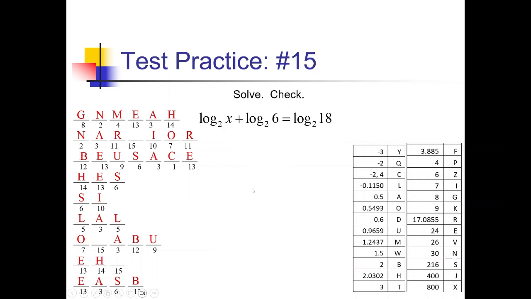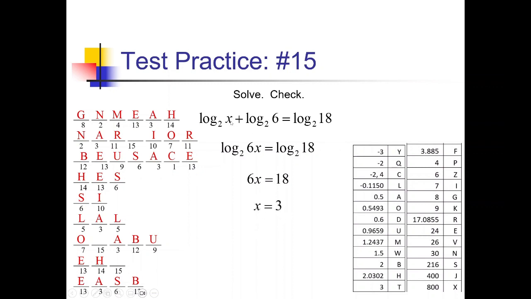Finally, down to the final boss battle. We have 2 logs on the left. Let's combine those by multiplying the x and the 6, so log base 2 of 6x. And then I'm going to just raise 2 to both sides to get rid of those logs, so we have 6x equals 18. And divide by 6, x equals 3. That actually wasn't so bad.